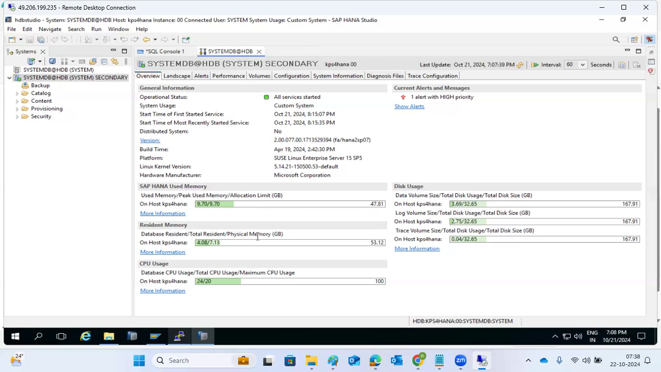It depends on the license, sir. It depends upon the license only. Yes, license means, for example, our RAM is 1 TB, but we have taken the license of only 800 GB.